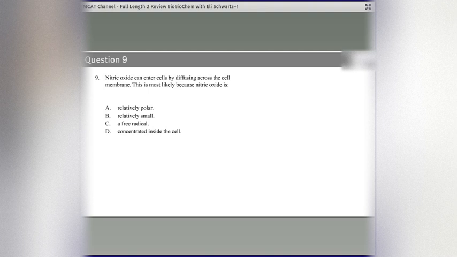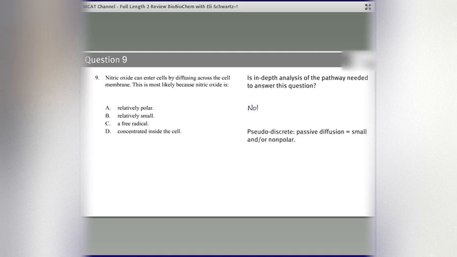Small would be good, absolutely, Christopher, or nonpolar would be good. Take those in your execute step to the answer choices. A mentions polar, no. C mentions small. Oh, we didn't need the passage information. It's a pseudo-discrete. Passive diffusion, aka simple diffusion, is small or nonpolar. Boom. Answer choice B.